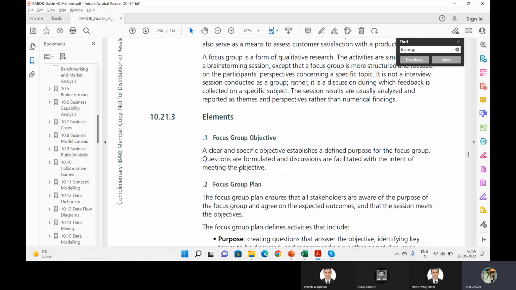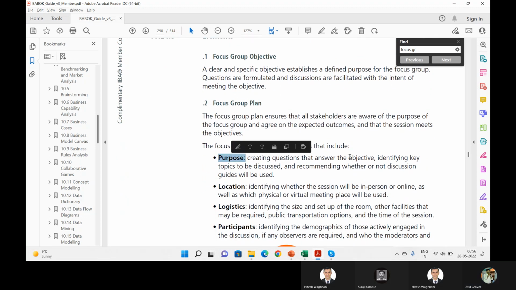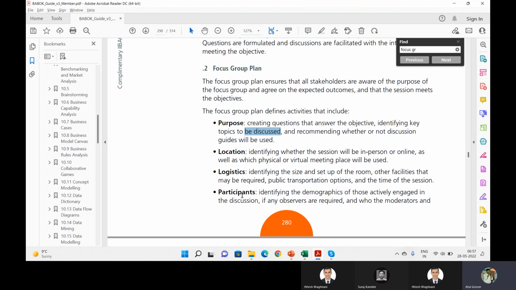If I come here, focus group objective. Before you kick off your offsite, you clearly send them the agenda. This will be the agenda for this focus group. कुछ भी नहीं है, कुछ है और वो जो कुछ है वो ये है. ठीक. Focus group plan. Purpose क्या होगा? Objectives, key topics, and recommendations. How to discuss, what to discuss, what location, in person, online, offline, physical, virtual meetings. Logistics, कहीं बाहर जाना है या ऑफिस में ही करना है. And important is the participants. Who will be the participants?